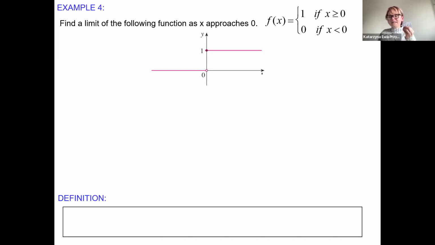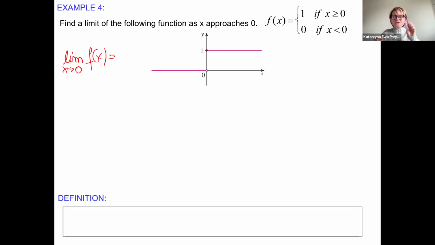Now find the limit. We learned that finding a limit means finding one point: what value, what height, what level the function is approaching as x is getting closer and closer to 0. That's what we're looking for, the limit of the function as x gets closer to 0. First of all, do you think this limit exists as one finite number?